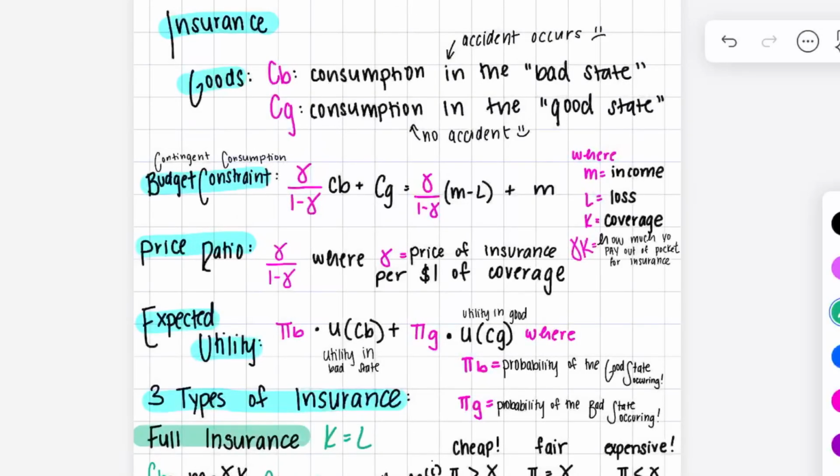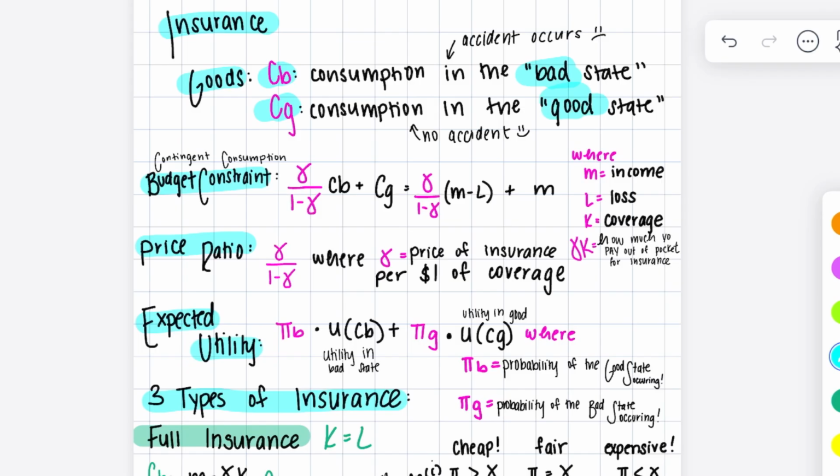The next topic in 10A is going to be insurance. Once again, we have two goods, which are going to be your CB and your CG. CB means consumption in a bad state. This means that a loss or an accident occurs, whereas CG is the good state, so no accident, no loss.